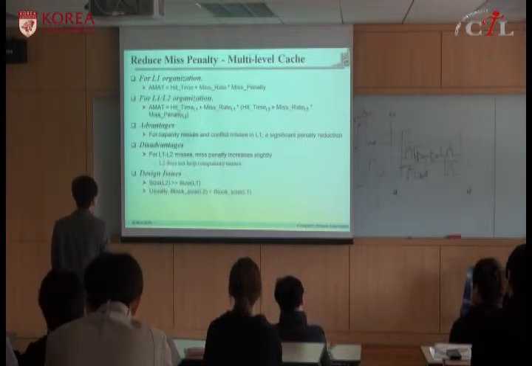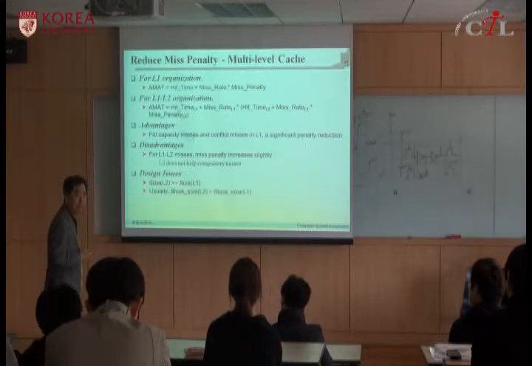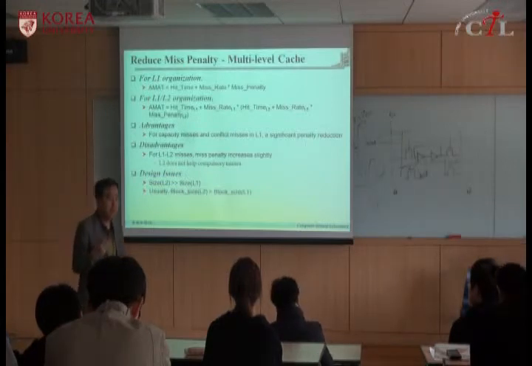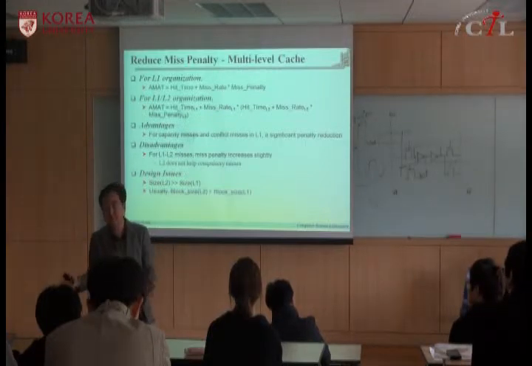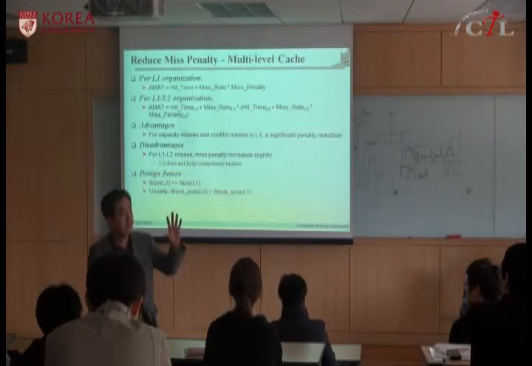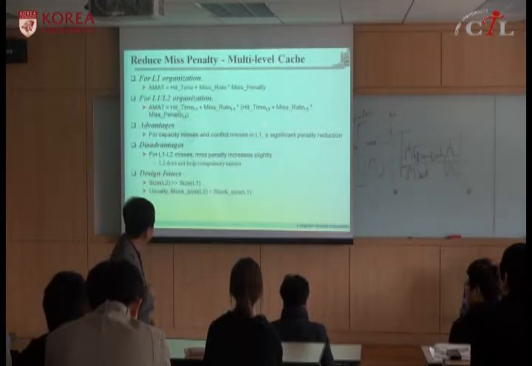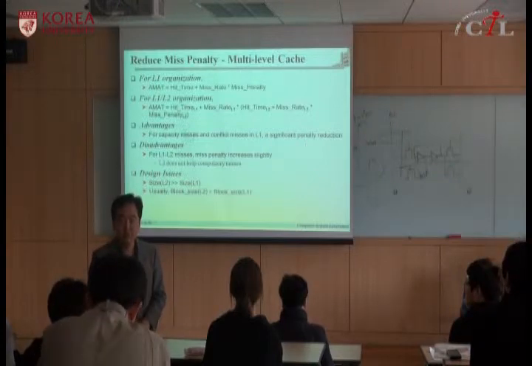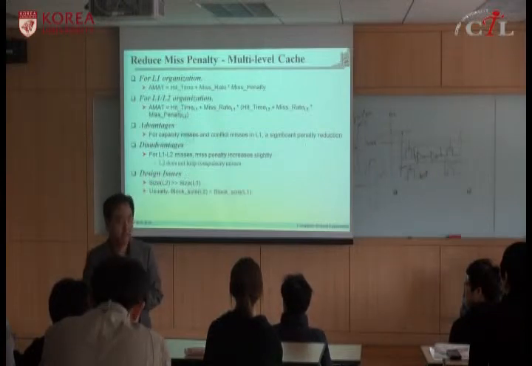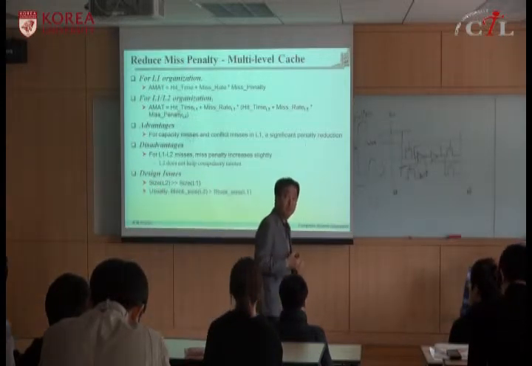So usually, as a design issue, the second level cache should be bigger, and the block size should be bigger. You also have to consider replacement algorithms, because their block sizes are different. If you employ some replacement algorithm, there is usually an inclusion property: if a cache block is in L1, then it should also be in L2. Providing this inclusion property is not easy. So you have to consider replacement policy.